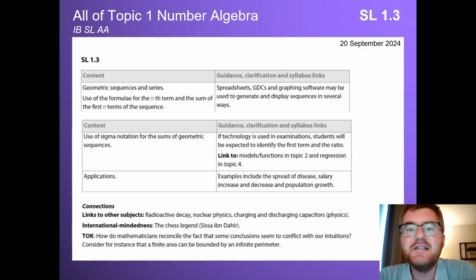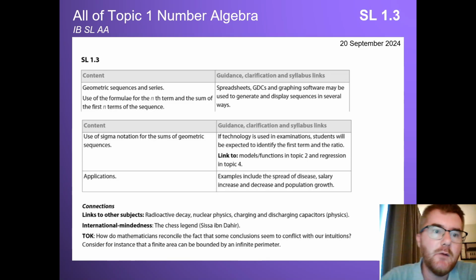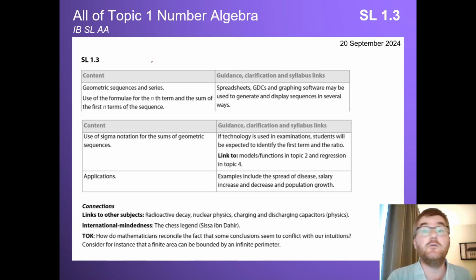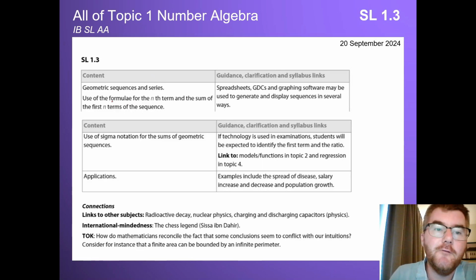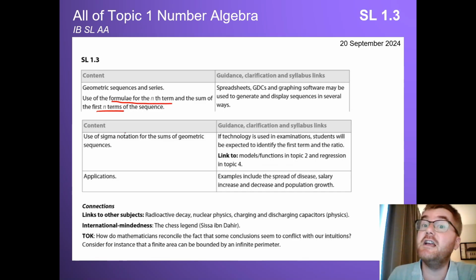Okay, on to SL 1.3. So now we're looking at geometric sequence and series. So that means then with a sequence, we've got some multiplying or dividing involved. Again, using the formula on the formula sheet for this and working out the first n terms. In sigma notation, again, I'll talk about that. I think SL 1.8, if I remember rightly, and applications as well.